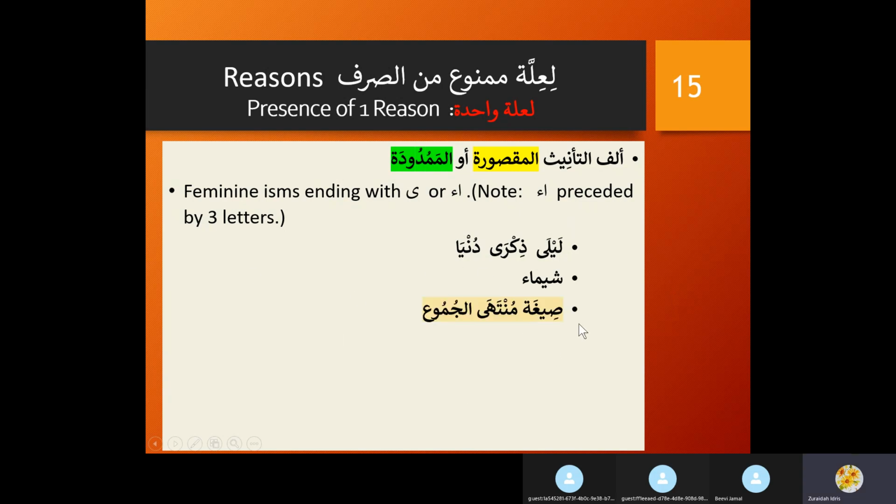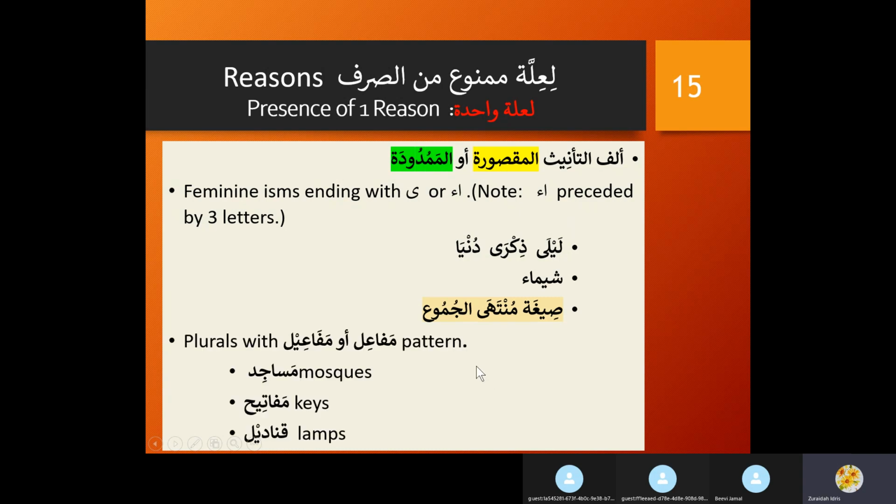The other one is what we call sighah muntaha al-jumu'. Muntaha is actually the peak, the highest level possible. So when we look at this, the English version is what Ustadh Nouman calls the super plural. That means lots and lots of whatever isim that we're looking at. So it comes in two patterns, mafa'il and mafa'eel. The examples are masajid, mafatih, and qanadil. Qanadil is lamps or things like that, that shine up in the sky.